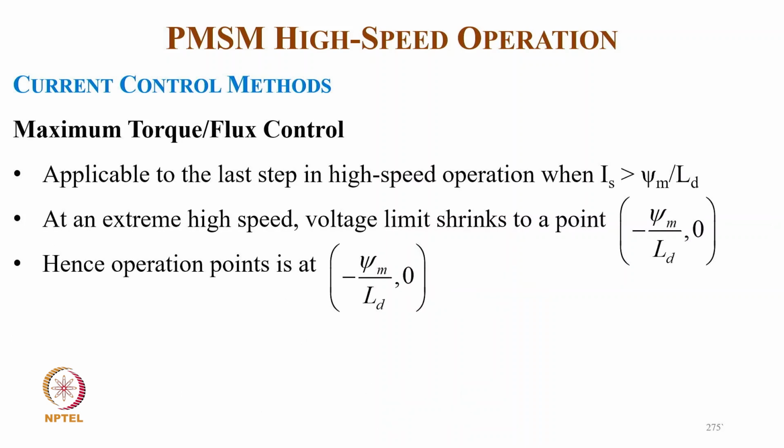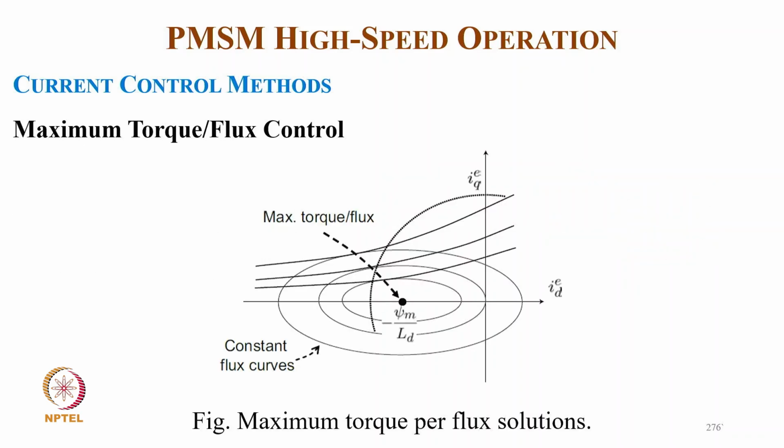Now coming to maximum torque per flux control, applicable to the last step in high speed operation when IS is greater than phi m upon LD, and at extreme high speed the voltage limit shrinks to the point minus phi m upon LD and 0, as the operation point is minus phi m upon LD and 0. And this is typically maximum torque per flux control. So you can see how the flux positions are there, corresponding in the ID IQ axis.